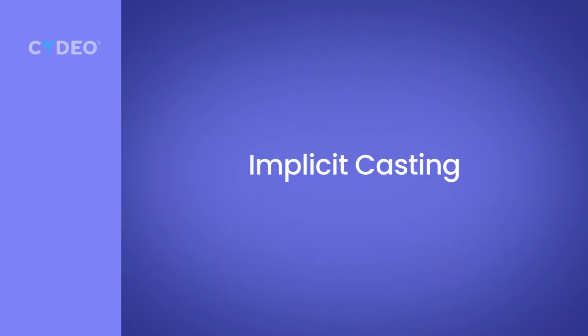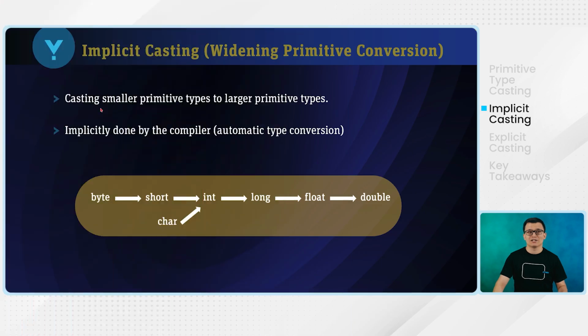Let's start with implicit casting first. Implicit casting is the process of casting a smaller primitive type to a larger primitive type. Usually you apply it to the numerical primitive types, such as byte, short, int, long, float, and double. And of course char also has a number. Every single character has a unique number, which is taken as an integer. So if you have a char, you could also cast it to other primitive types, starting from int to long, float, or double implicitly.